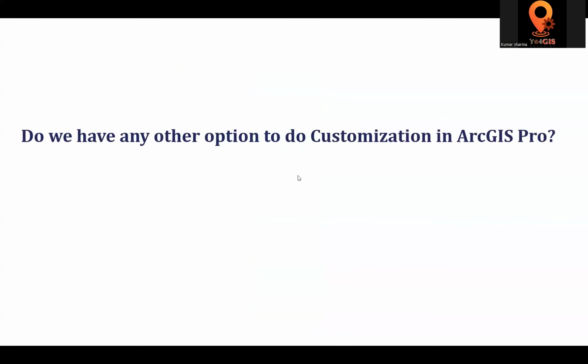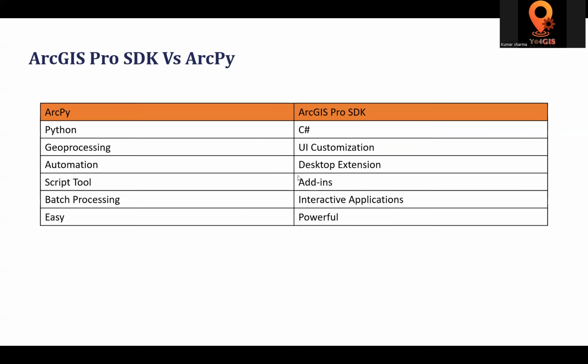After that, as I told you, there is definitely one question that will come to your mind: what other options do we have in ArcGIS Pro to do the customization? So we have one more option. Using that also we can do the customization. To do the customization using ArcPy, we have to learn Python and ArcPy. Now, what can we do in ArcGIS Pro .NET SDK and ArcPy? In ArcPy, basically, we have to learn Python. In ArcGIS Pro .NET SDK, we have to learn C Sharp.